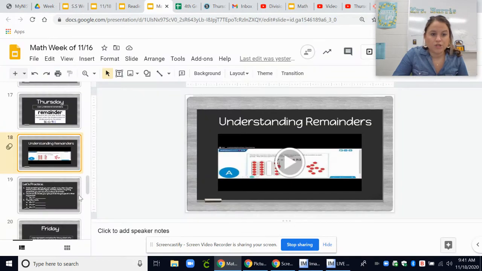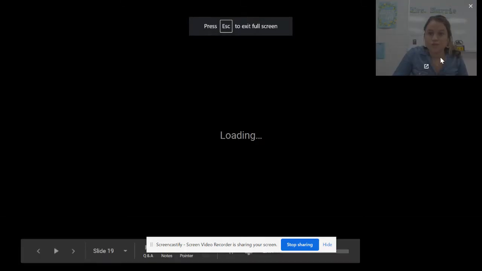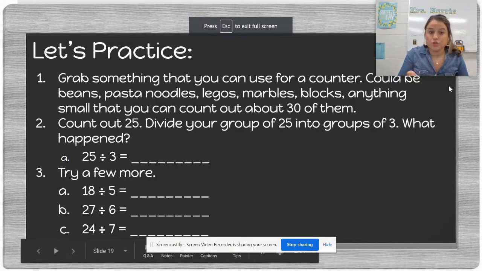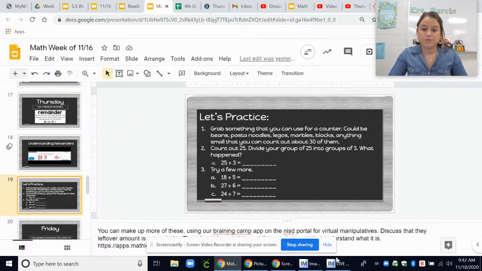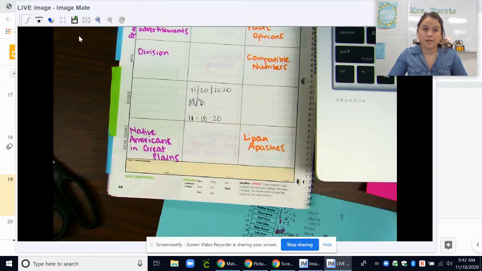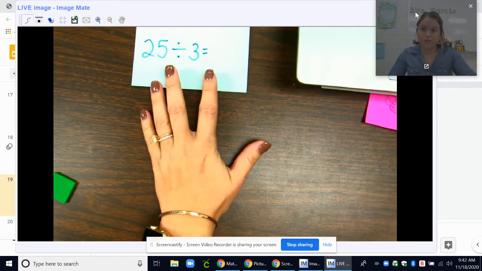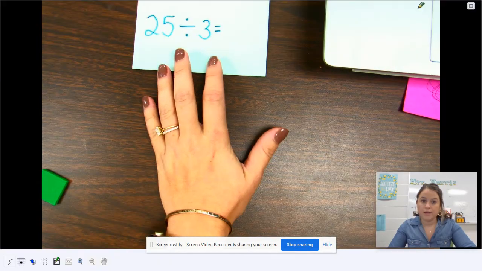So next, we're going to do some practice. What I want you to do is take out your counters, whatever it is that you have: beans, noodles, Legos, marbles, blocks, anything small that you have about 30 of. If you don't have anything, you can just watch. I'm going to do it on my document camera so you can watch as I'm doing it. If you do have your counters, go ahead and take those out. All right, so I'm going to switch to my document camera so you can see what I'm doing over here.